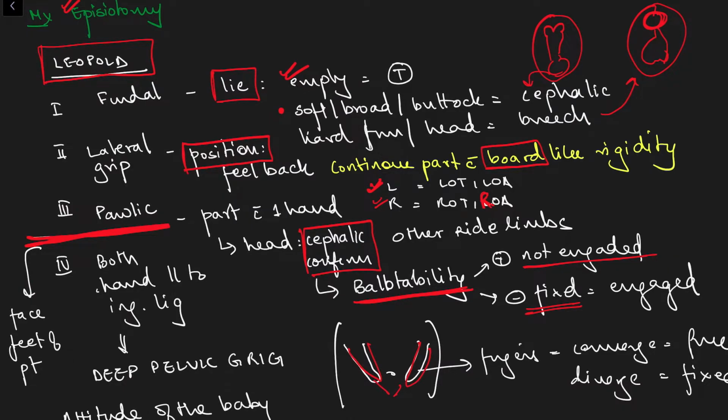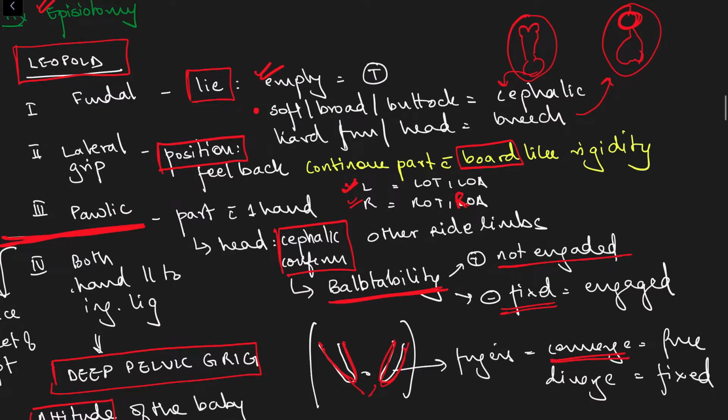Then talking about the last grip, here we face the patient's feet and both hands are kept parallel to the inguinal ligament like this. It is also known as the deep pelvic grip, for knowing the attitude of the baby. So if the fingers converge, that means the head is free, while if the fingers diverge, it means that the head is fixed.